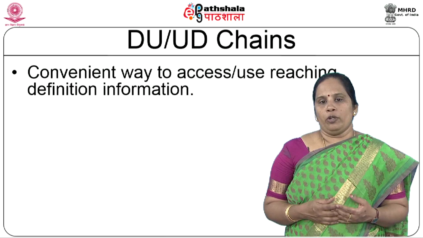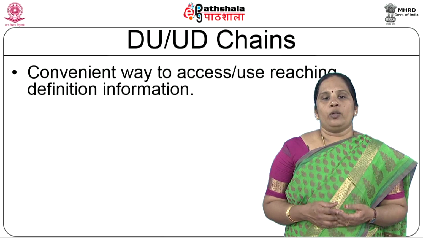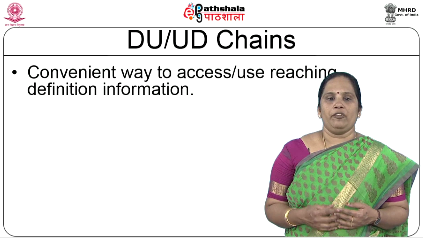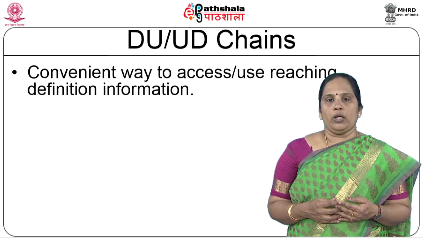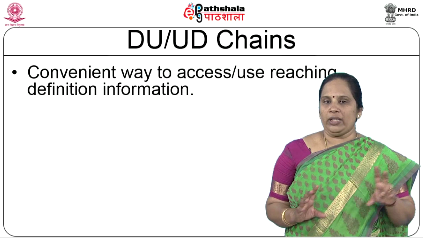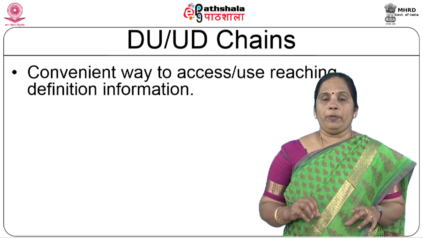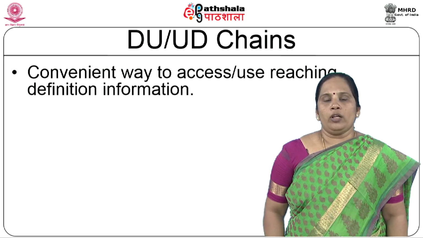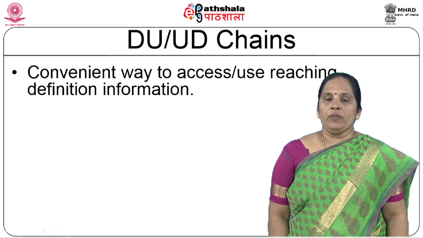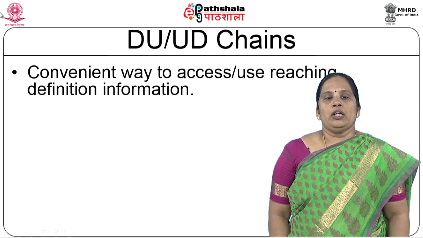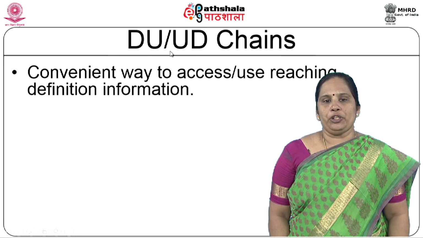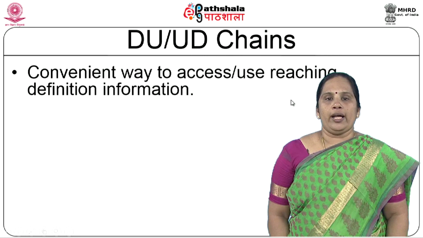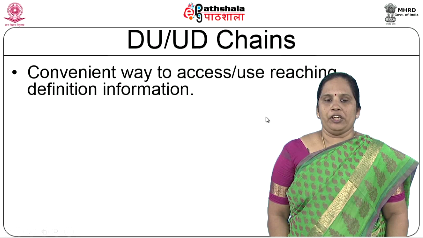So, in this module we will talk about all those things, but all these require a concept called definition use chains as well as use definition chains. These two are basically one and the same, just represented in a different way, which will be useful for the global common subexpression algorithm as well as the other loop optimization techniques. So, the DU or UD chains, that is definition use and use definition chains, are a convenient way to access or use reaching definition information.